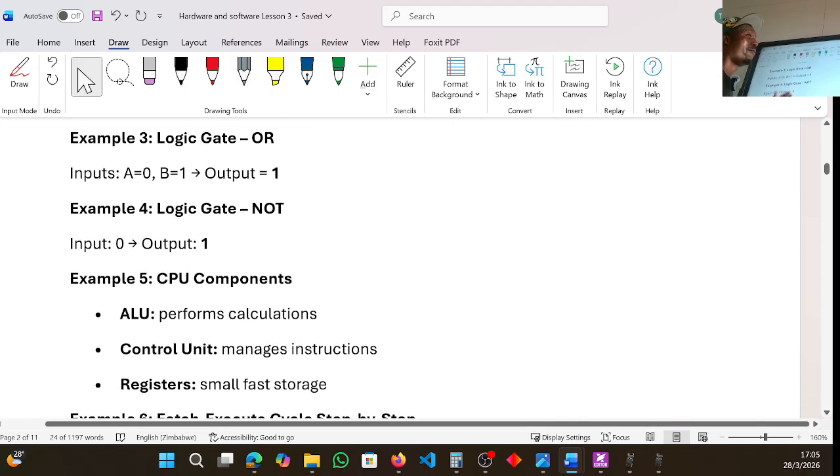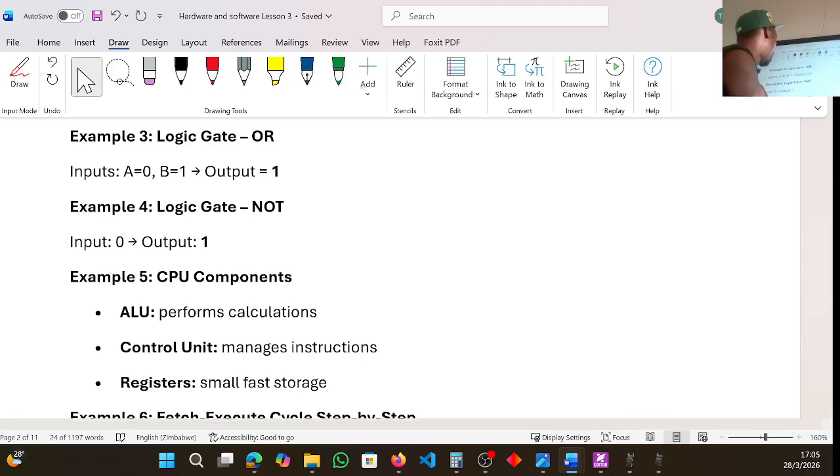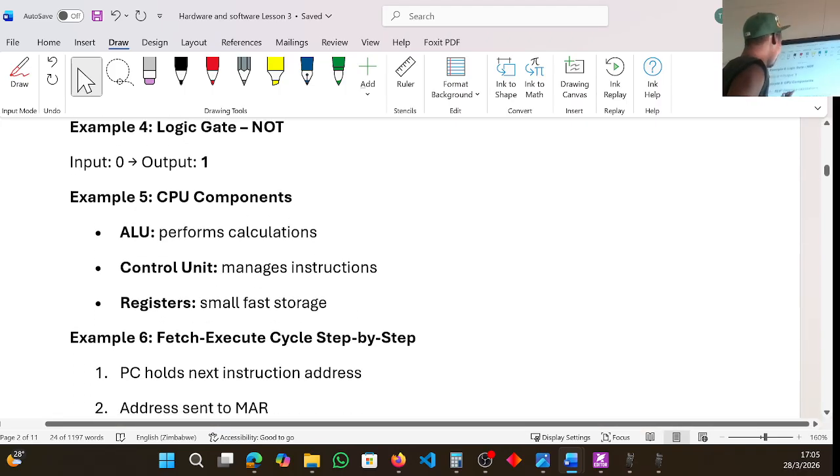Then the NOT simply reverses whatever input you are given. If you are given a 0, the result is a 1. If you're given a 1, the result is a 0. It just reverses whatever input you are given.